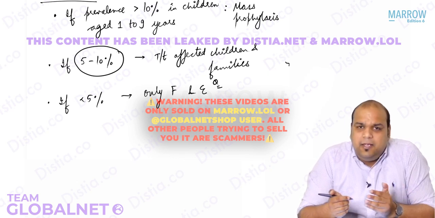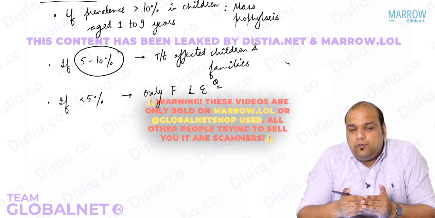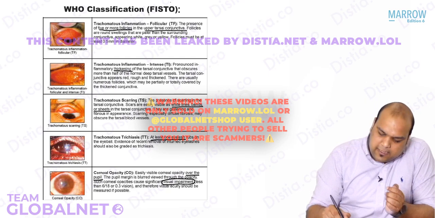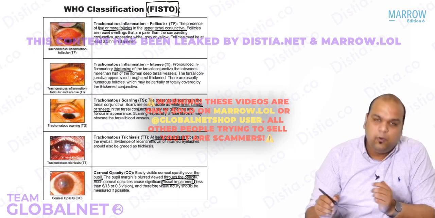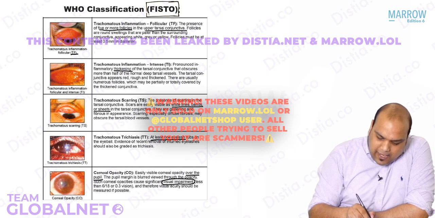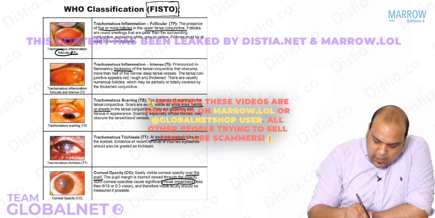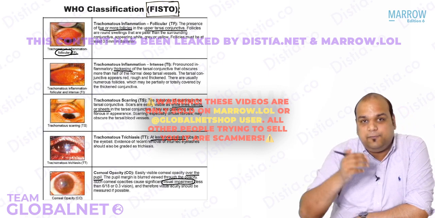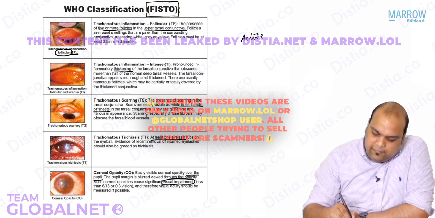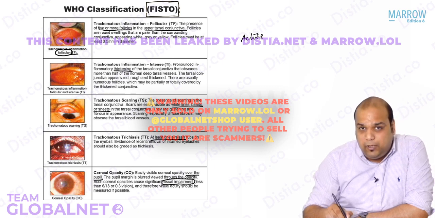Done? Now, lastly, to finish the topic of trachoma, we should know the classification of trachoma, which has been given by WHO, popularly called the FISTO classification. FISTO. Five stages. Let's see the first stage. TF, trachomatous follicular inflammation. First of all, what will form? Follicles. This is in the active stage. So five or more follicles should be there.